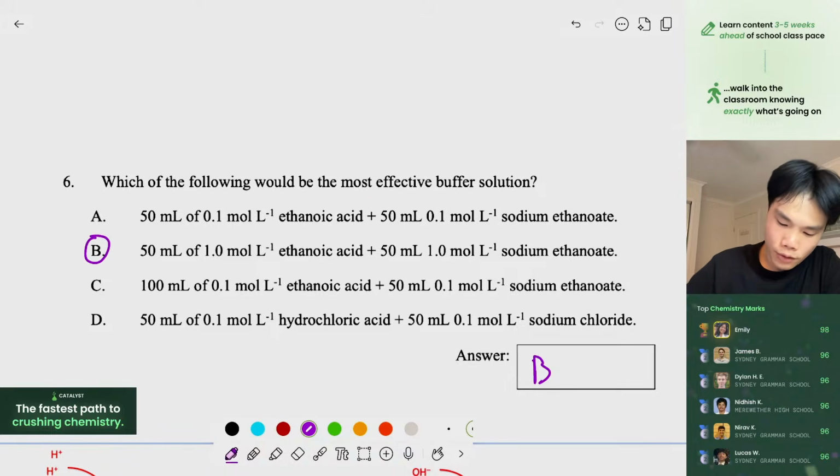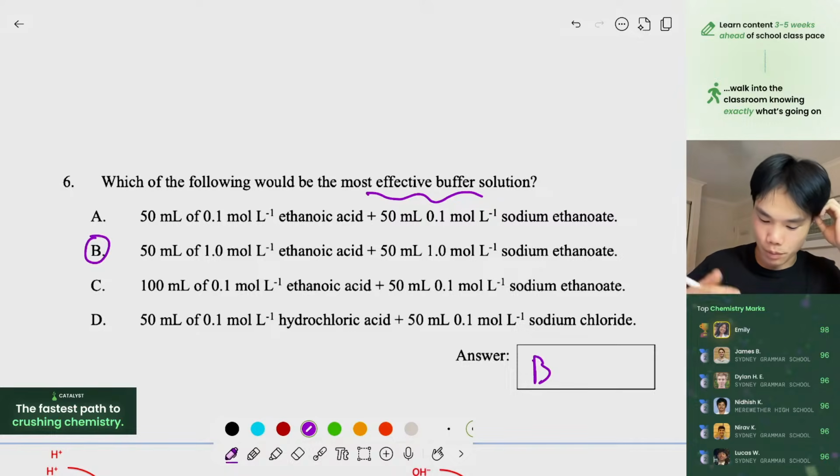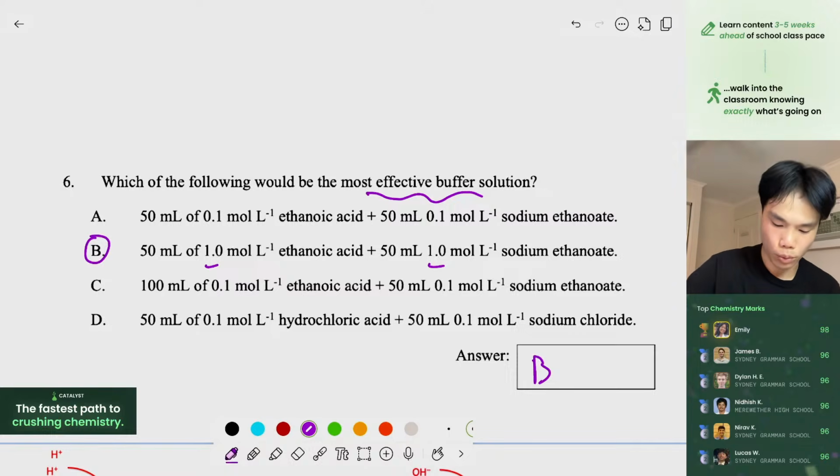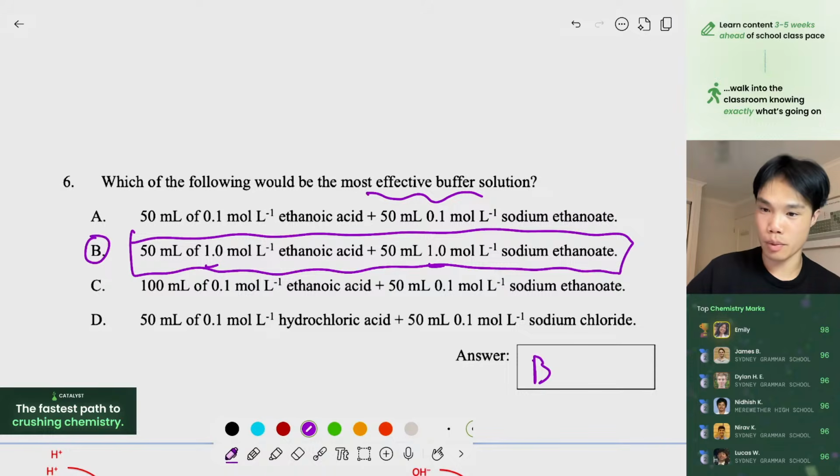So when we talk about effective buffer solutions, we want to have equimolar parts, which means effective buffer capacity in both directions. And because we simply have the highest concentration for both of these solutions, we'll have the greatest buffer capacity. I think it's not really too much of a contest between the others. They're all 0.1. This is clear cut going to be the greatest capacity.